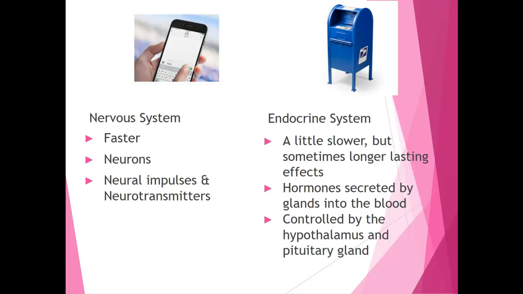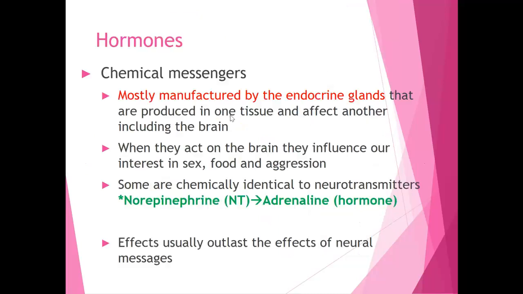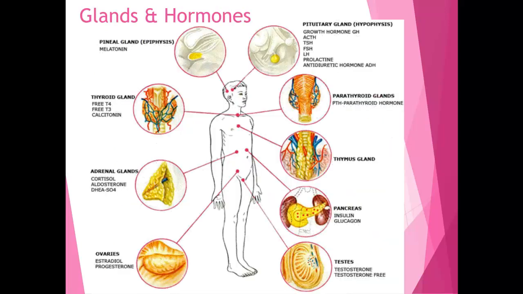Remember, the nervous system sends messages through neurons. It's very fast. The endocrine system sends messages through hormones. It's a lot slower, but the effects last longer. Hormones are created through the endocrine glands. Some of them are identical to neurotransmitters. So, for example, norepinephrine is a neurotransmitter. Adrenaline is identical in function to norepinephrine, but it is a hormone.